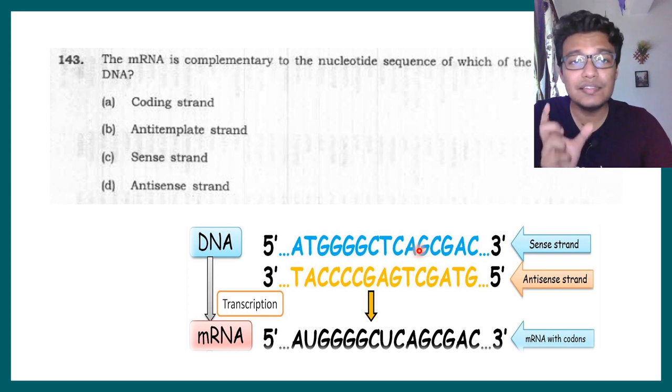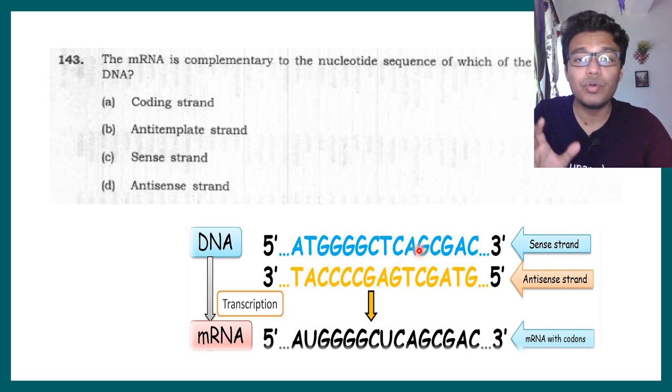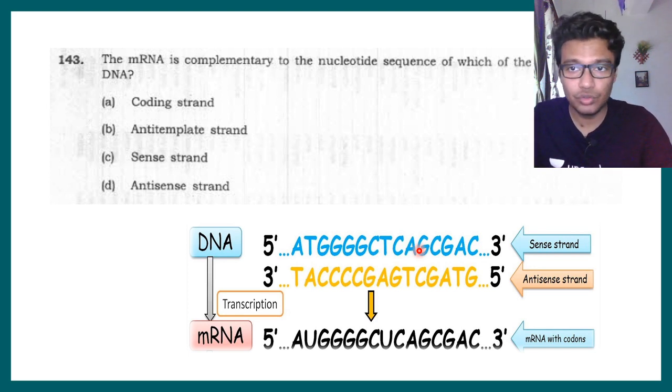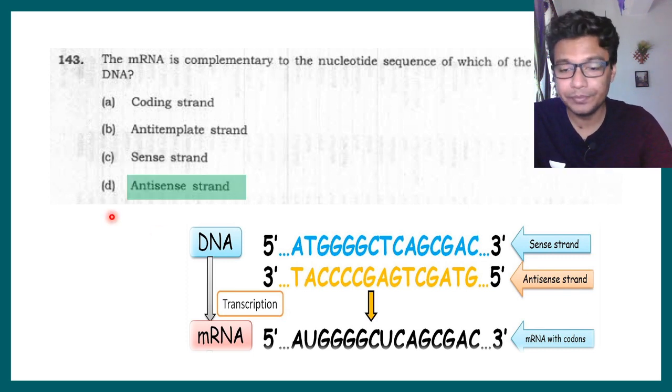So the mRNA sequence is exactly the sequence of the coding strand, except the U's in place of T's. So obviously the template strand would be complementary to the mRNA, right? And the template strand is also known as the antisense strand. So here the correct option would be option D.